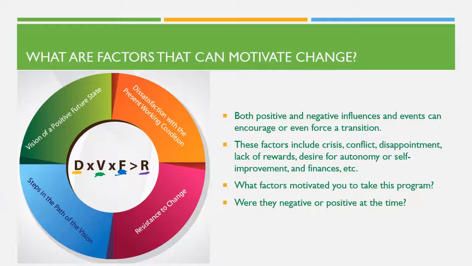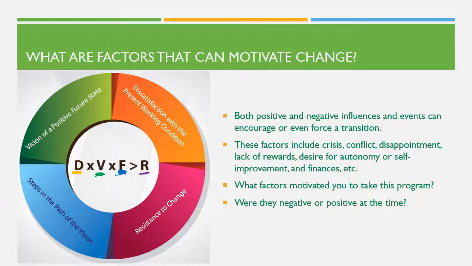There's never enough time, there's never enough money, it's never exactly the right time to go back to school. But the DVF has outweighed the R for you right now, and you have said, now's the right time for me, and I'm going to go back to school. So both positive and negative influences and events can encourage or even force a transition.